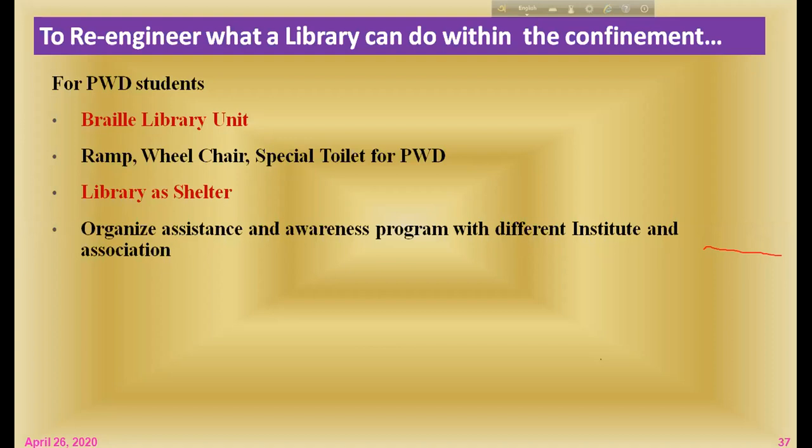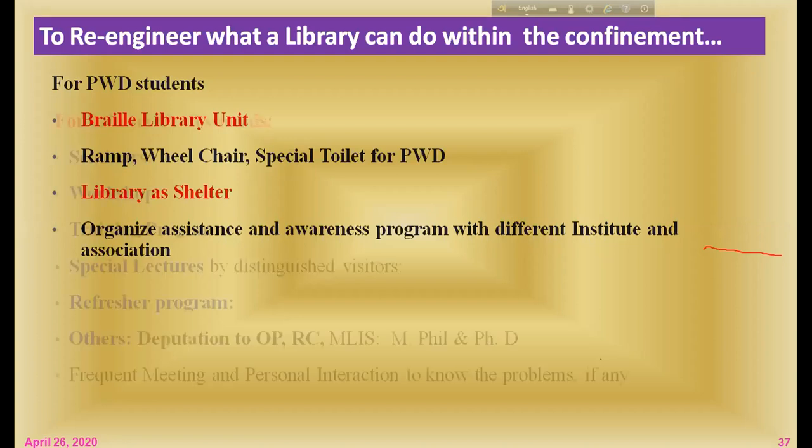Then we organize assistance and awareness programs with different institutes and associations to help them by contributing some hearing tools and hearing tests. For visually impaired students, they may hire some tools and techniques from institutes like the National Institute of Hearing Handicap and the National Institute of Orthopedically Handicapped. They are kind enough to sometimes make a camp here and give two or three items free to our students.